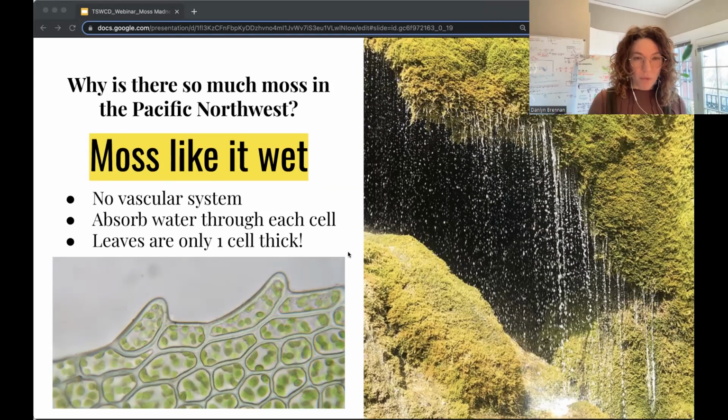The cells of mosses have very thin cell walls, and the leaves are only one cell thick, which is cool. That's why they look really awesome under the microscope. I wanted to share a few pictures. That's what allows them to move water in and out very easily, so they absorb very quickly and also dry very quickly. They have a very high desiccation tolerance, is what it's called.